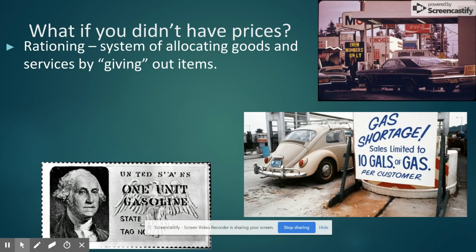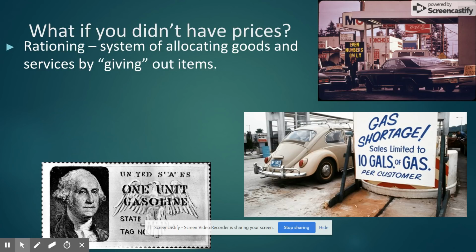You just decided this is who gets the stuff, this is who doesn't, right? Well, we have tried rationing before in our government. The pictures that you see here on the screen are specifically related to the 1970s when there was a big gas shortage and they tried all sorts of different things. If you look up here in this top picture, it says even numbers only. What they mean by that was that on certain days of the week, cars that had a license plate that started with an even number could buy gas, and then the other days were odd numbers. So some states did it that way.